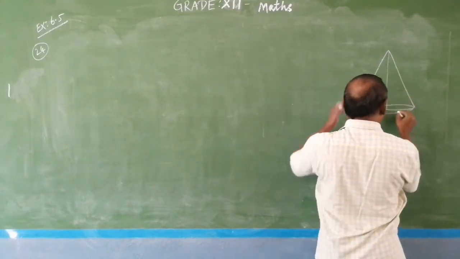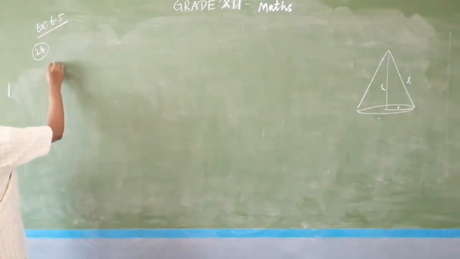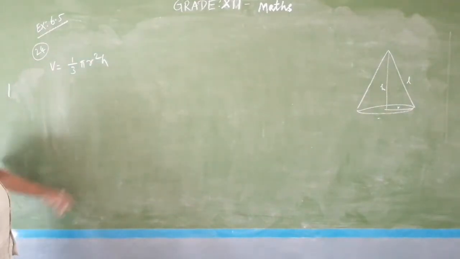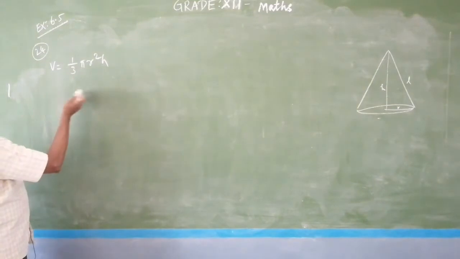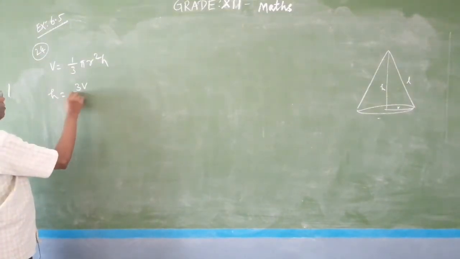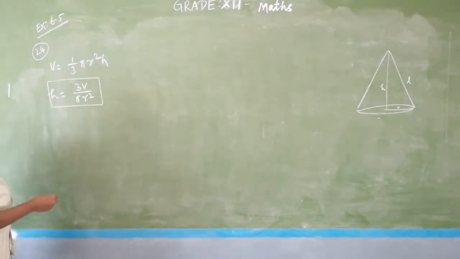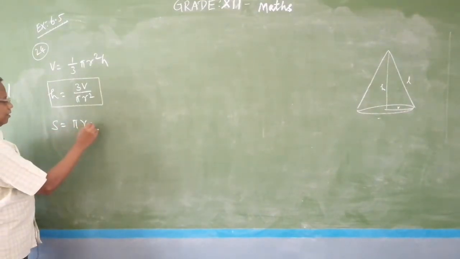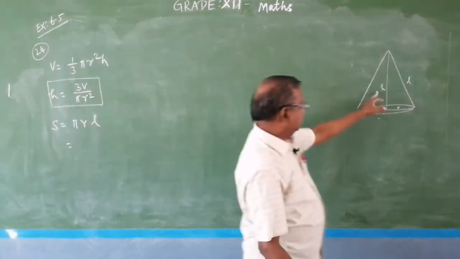with radius r, height h and slant height L. We are given volume V equal to 1 by 3 pi r square h. So we have to convert one of the terms in terms of another. Accordingly, we convert h in terms of r. So h equal to 3V by pi r square. Now we need curved surface area. Let S be the curved surface area, which is equal to pi r L, where L equals root of h square plus r square.